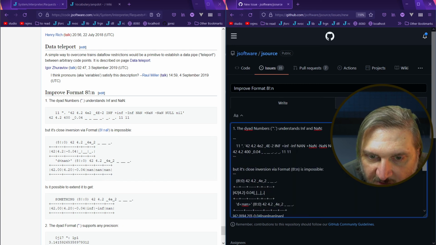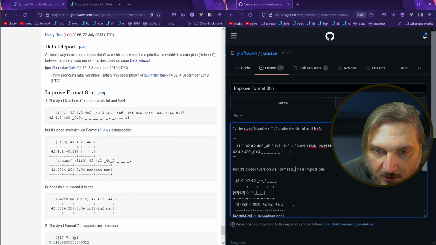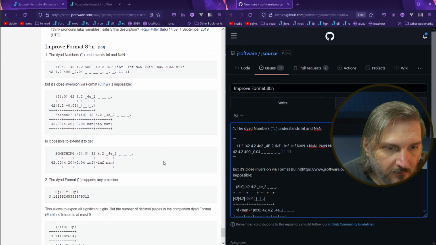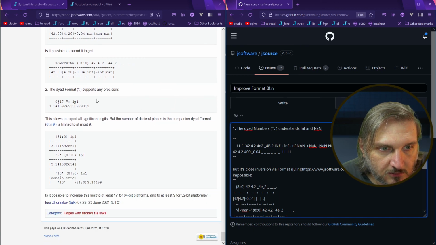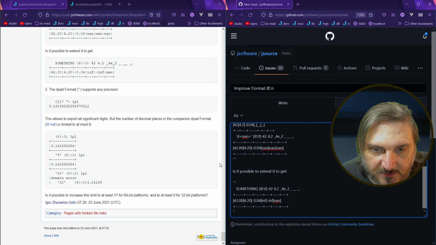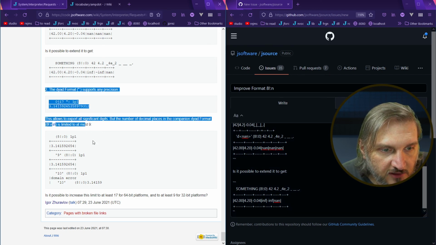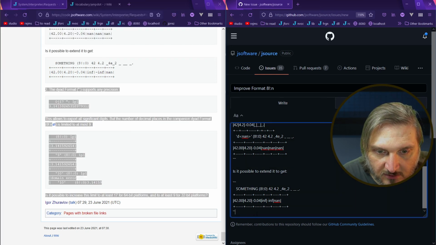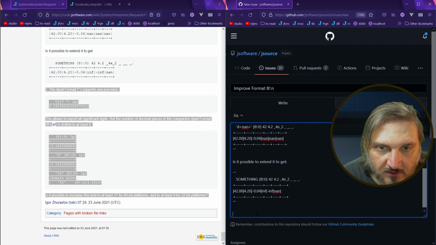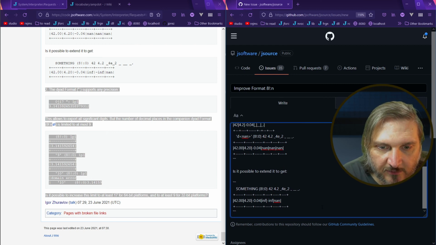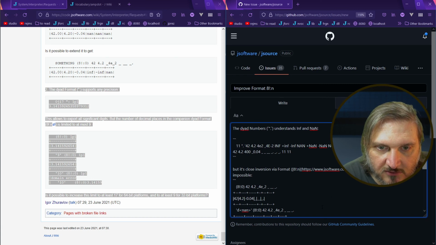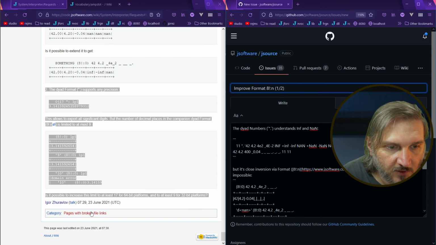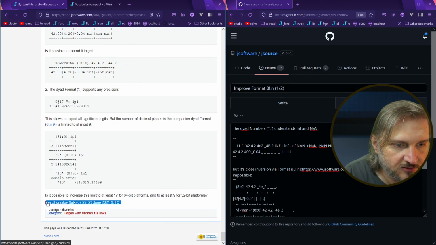Copy link is format. And we will leave a link for posterity. Supports any precision. Wait, is it possible to extend it to get... And then two, are these two separate issues? I believe these are two separate issues, so I will do one of two, and we will attribute that to Igor.